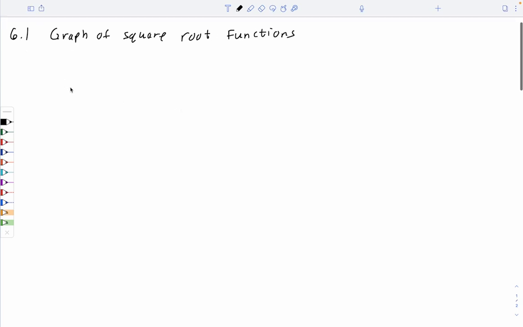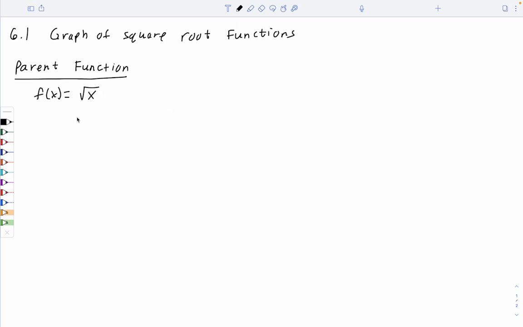In order to get a good grasp of the basics of the graphs of square root functions, we should start with the parent function. So again, all functions have a parent function, right? You could think of the parent function as what all other functions derive from. So all other square root functions come from this basic parent function. The parent function for square roots is f of x equals square root of x.